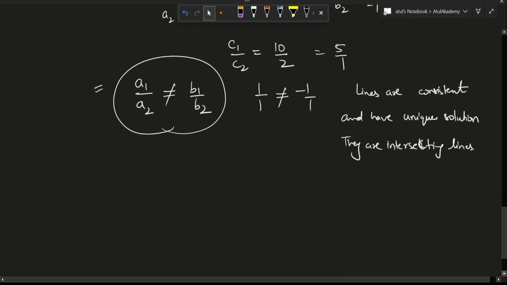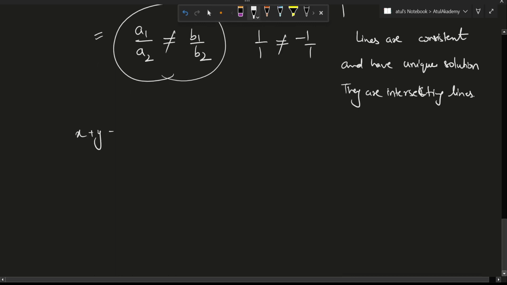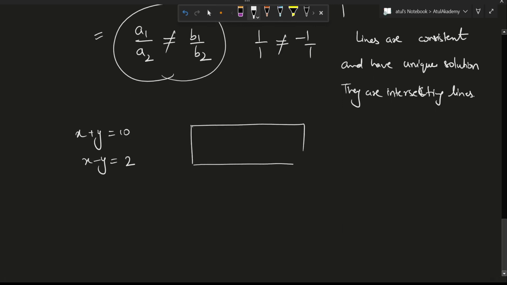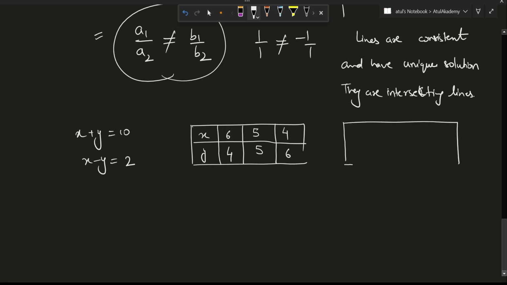Let's say the same equation I'll take. x plus y is 10 and x minus y is 2. From the first equation, if I take a few values of x and y: when x is 6, y is 4, x is 5, y is also 5, x is 4, y is 6. This is the first equation, x plus y equals 10, because if you substitute x as 6, y will be 4, like that.